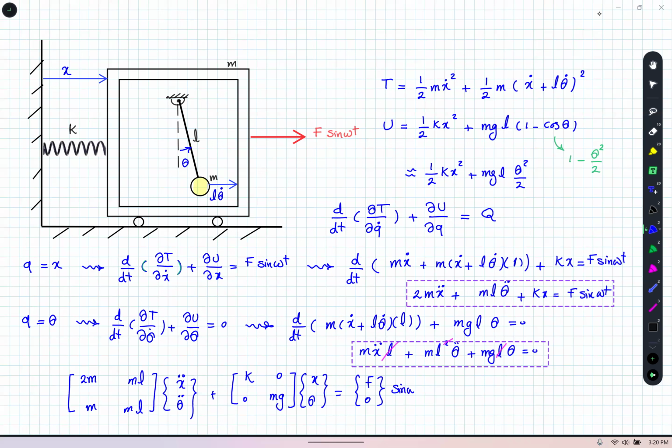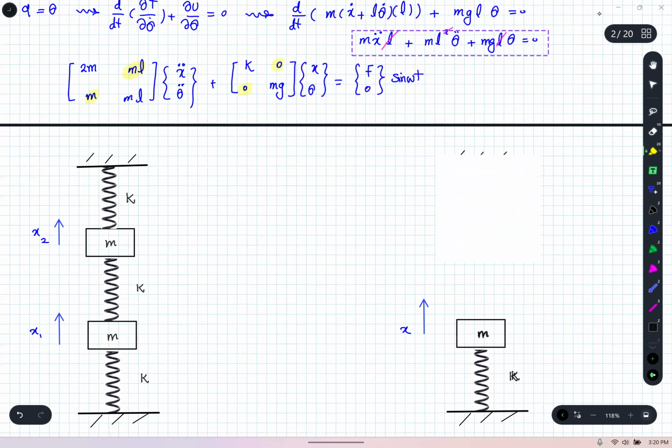equal to F sine omega t. Something to pay attention to: since we have a diagonal matrix for K, we'll see that the matrix is decoupled. However, the system is coupled dynamically. We have non-zero off-diagonal parameters there. All right. Let's move on to the second problem.